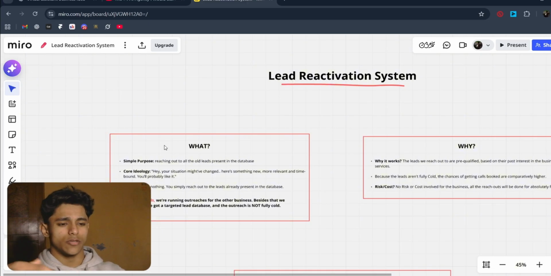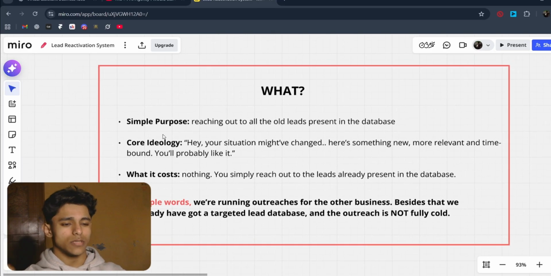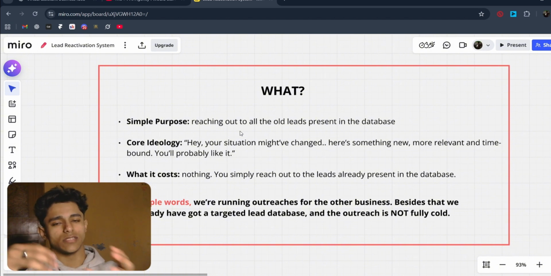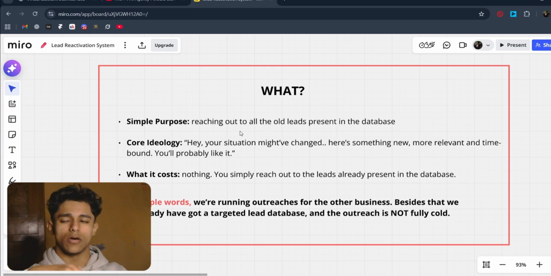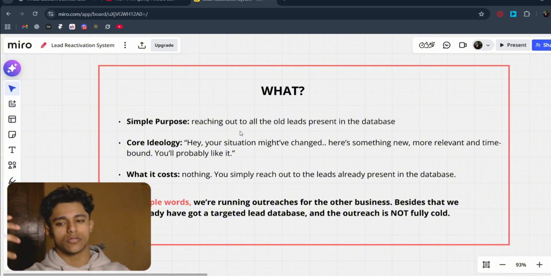So first of all, let's get into the basics. What is the system? The very simple purpose of the system is to reach out to all the old leads present in your database. Let's say you have a CRM database that contains all the leads you've contacted before. Let's say they came in through your Google ads or ads running on any social platform, or through a form on your website, but because they weren't contacted and communicated with efficiently, you lost them.